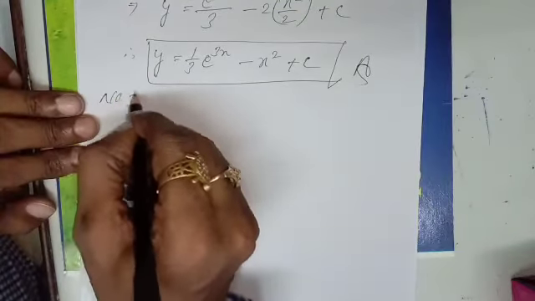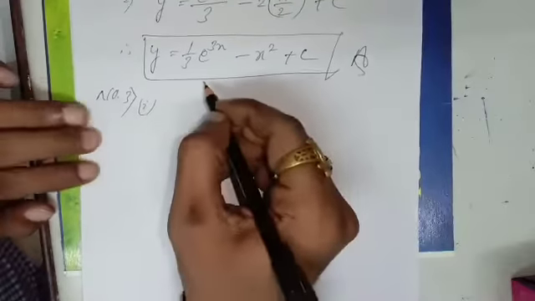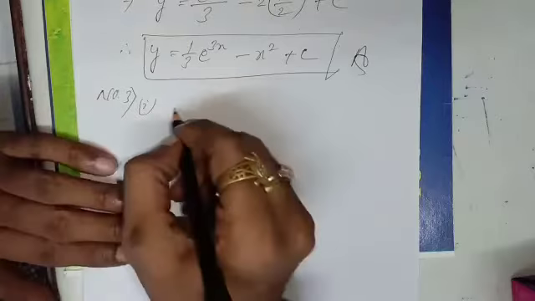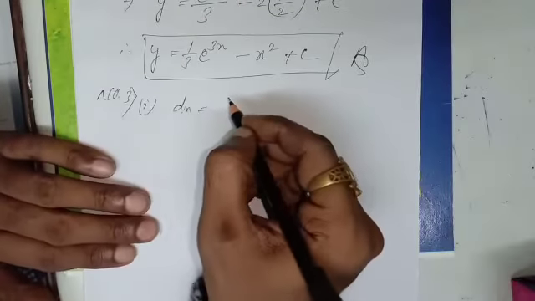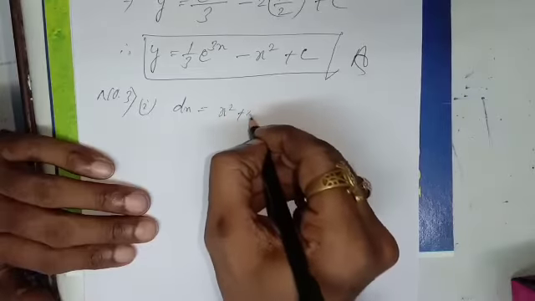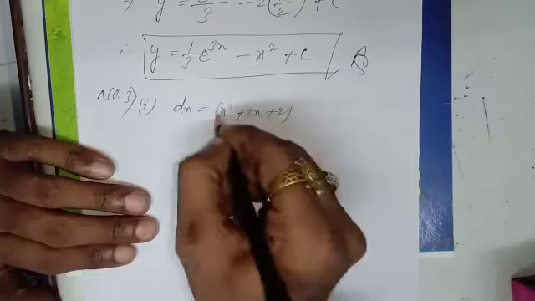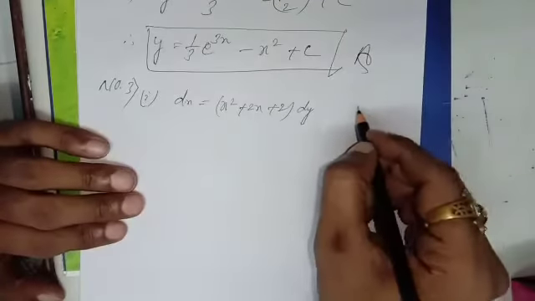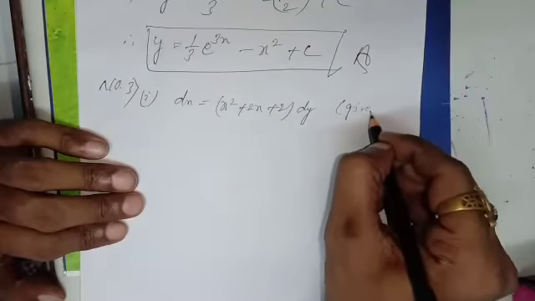Question number 3, first part. It is given dx is equal to (x² + 2x + 2) dy. This is the question given and you have to solve this differential equation.